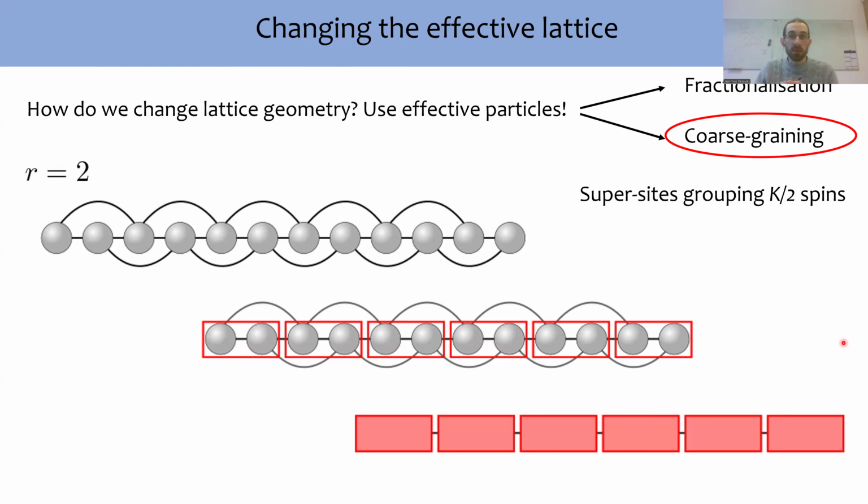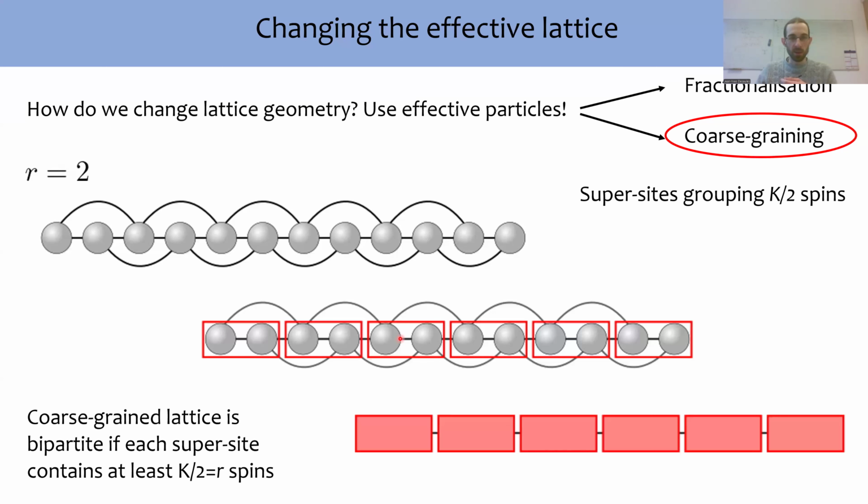And in fact, you can simply do this with any of the high range blockade. The only thing you want is that, for example, this one must be big enough to act as the buffer between its left and its right neighbor. And since the blockade range is R, each of these supersites must have at least R spins.